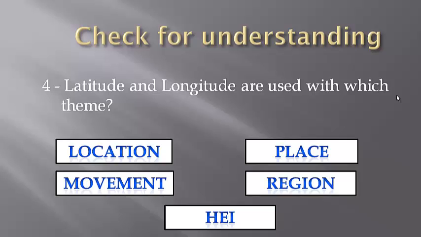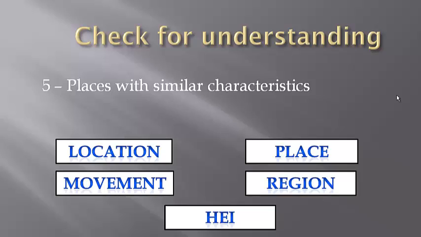Number 4, latitude and longitude are used with which theme? That theme would be location. Latitude and longitude are those imaginary lines on a map that help us determine exact location.